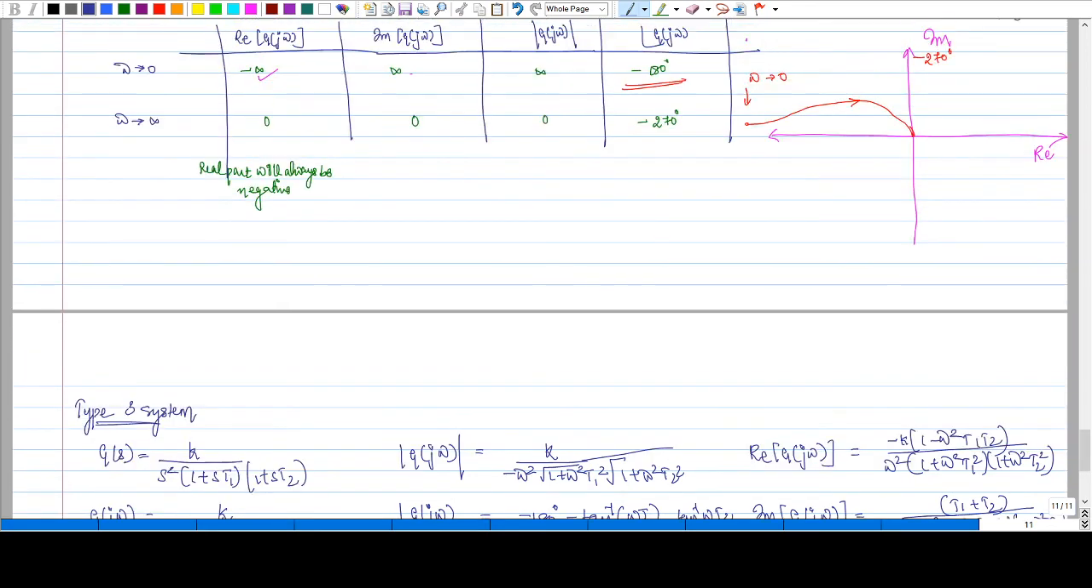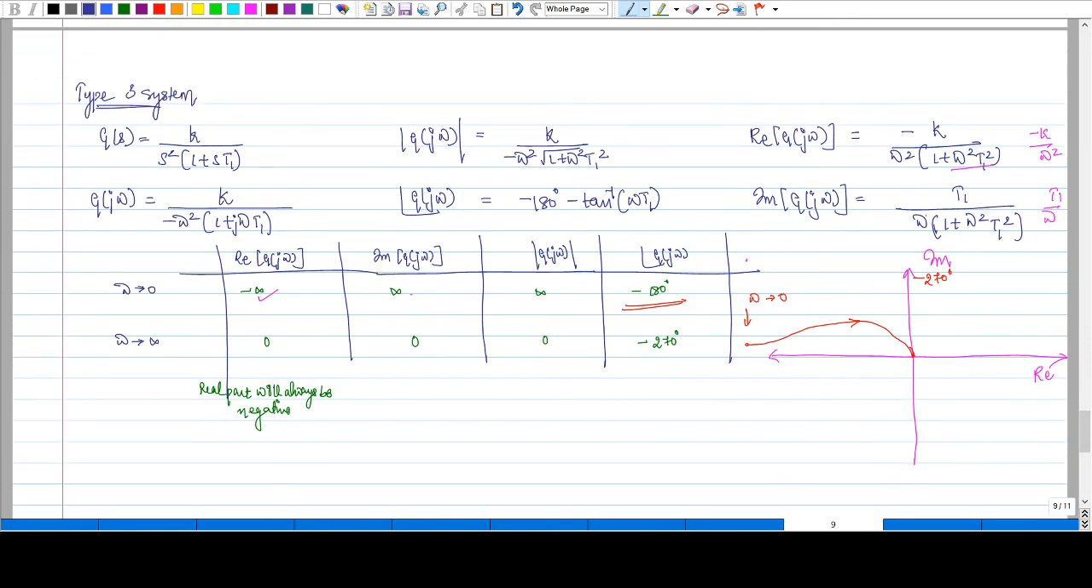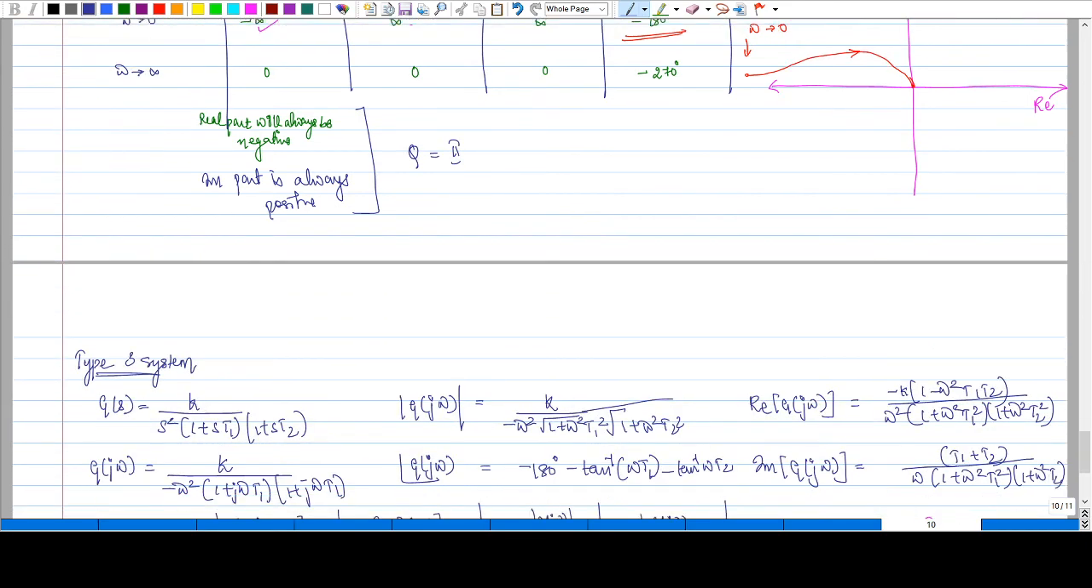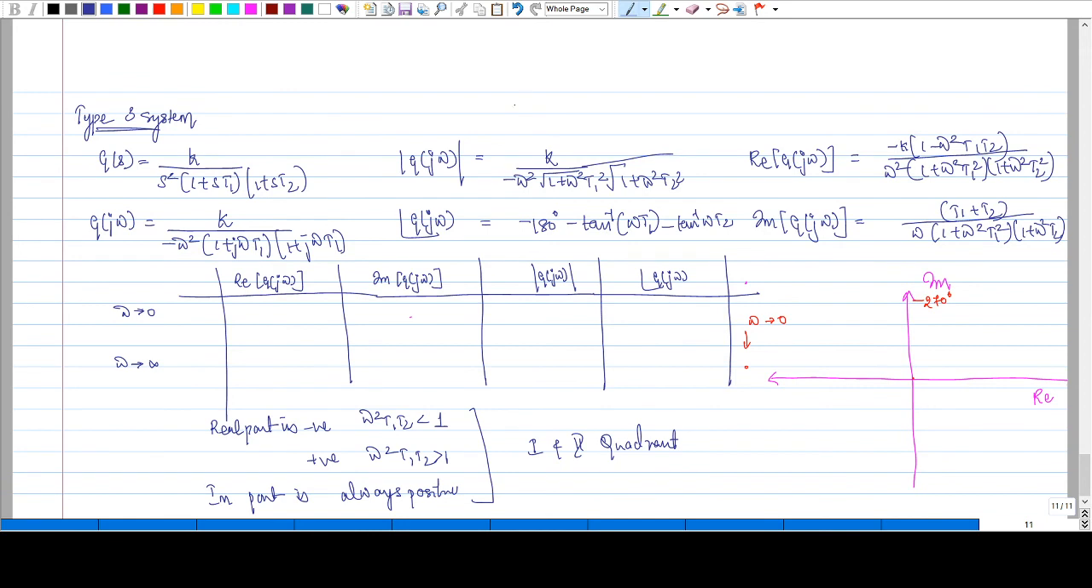Similarly, here again the same thing. The imaginary part is always positive and the real part is always negative. So real part negative, imaginary part positive, which means that the quadrant is the second quadrant. This is how you need to analyze it. Fine, so now we will tabulate it.